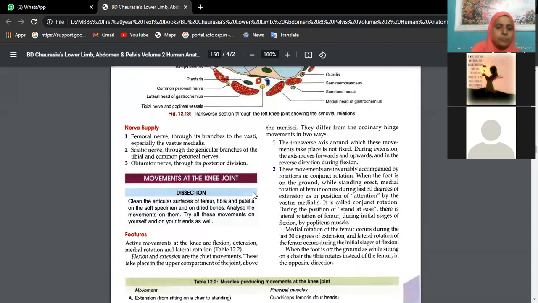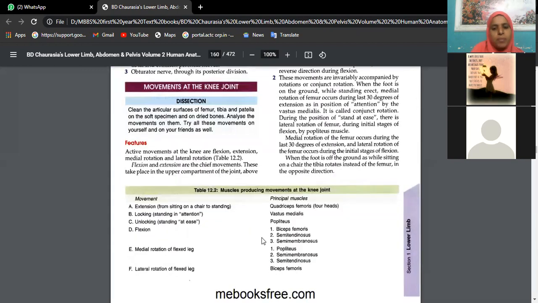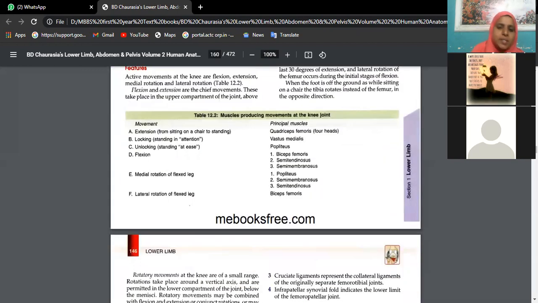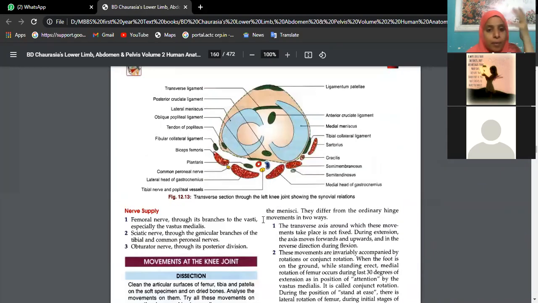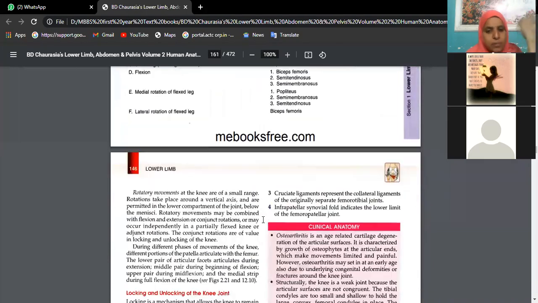Now for the movements of the knee joint, just learn this table. Muscles producing the movement: for extension, we have quadriceps femoris. Can you name the muscles forming quadriceps femoris? Vastus medialis, vastus intermedius, vastus lateralis, and rectus femoris.